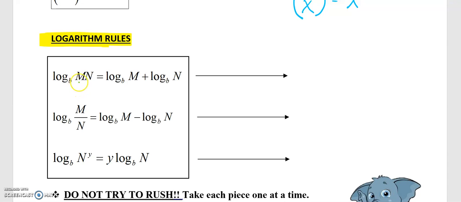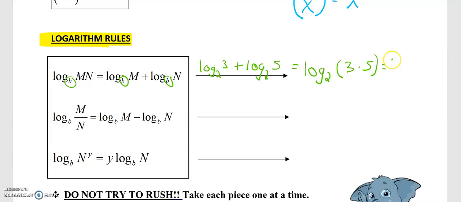So in the first one, we say that if I have log base b of m times n, that's the same as adding. Very similar to the top. We said if we are multiplying, we add their exponents. So here's an example. If I have log base 2 of 3 plus log base 2 of 5, I can rewrite that as log base 2, and of course they have the same base. That's very important that they all have base 2. I can take 3 and multiply it by 5, which simplifies my answer to log base 2 of 15. We're allowed to bring them together and multiply them.